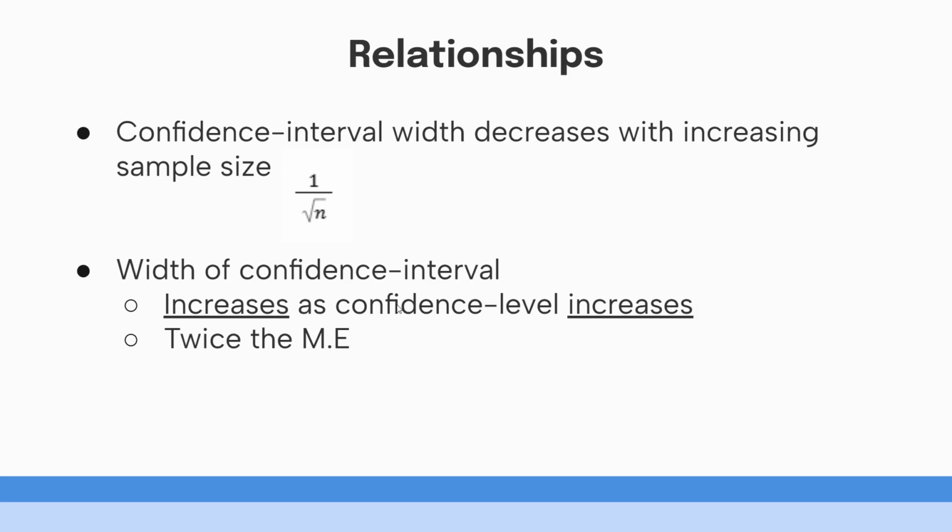And again, the width of the confidence interval increases as the confidence level increases. So when you increase the confidence level, like we said, the width of the confidence interval increases. And it's often twice the margin of error.